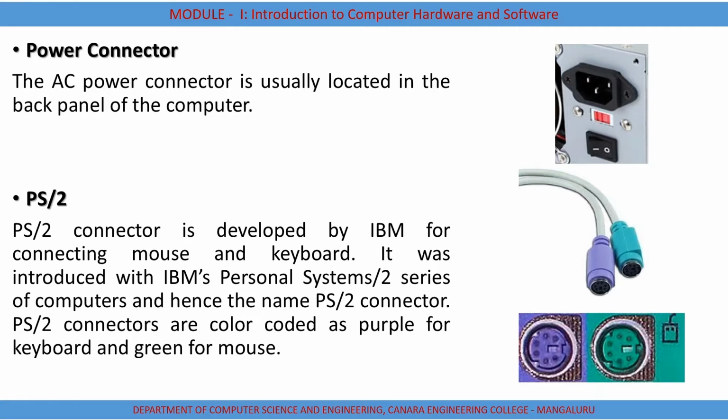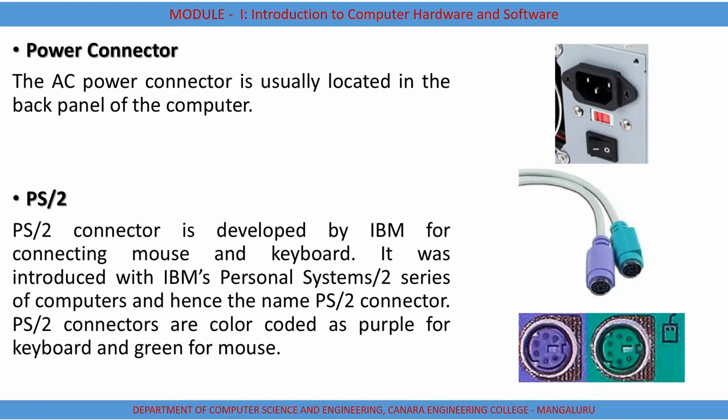Next we have something called PS2 connections. Again, this is present in the back panel of a desktop computer, used to connect the keyboard and the mouse. Modern day computers won't have these PS2 connections; they are replaced by USB connections. PS2 stands for Personal System 2 series, which was developed by IBM, so the same name is used for this connector. The color coding is purple for keyboard and green for mouse. You can find these in older computers.